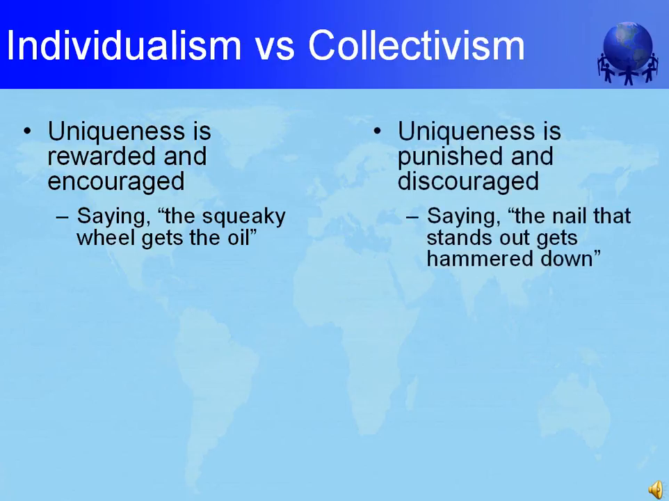Collectivist cultures punish and discourage uniqueness. A saying associated with collectivist cultures is that the nail that stands out gets hammered down. What is meant by this is that group members who fail to go along with the group put the group in danger. So every member of the group is responsible for making sure every other member of the group behaves.